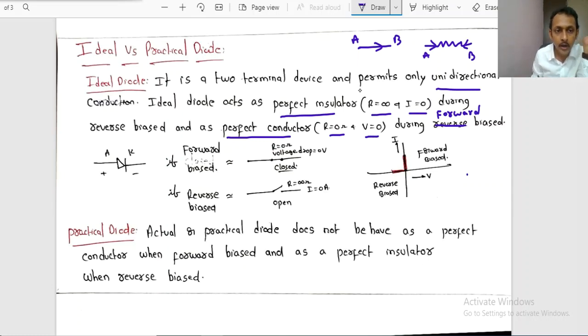So this is the diode representation: anode positive, cathode negative, and this is the arrowhead. Now under forward bias condition, the resistance is 0 ohms, and the voltage drop will be 0 volt. That is what you can observe here. Even though there is no voltage, there is some magnitude of current. The drop across the diode is not there.